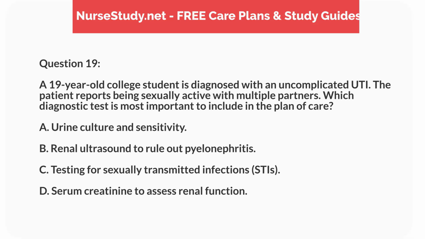Question 19. A 19-year-old college student is diagnosed with an uncomplicated UTI. The patient reports being sexually active with multiple partners. Which diagnostic test is most important to include in the plan of care? A. Urine culture and sensitivity. B. Renal ultrasound to rule out pyelonephritis. C. Testing for sexually transmitted infections, STIs. D. Serum creatinine to assess renal function.